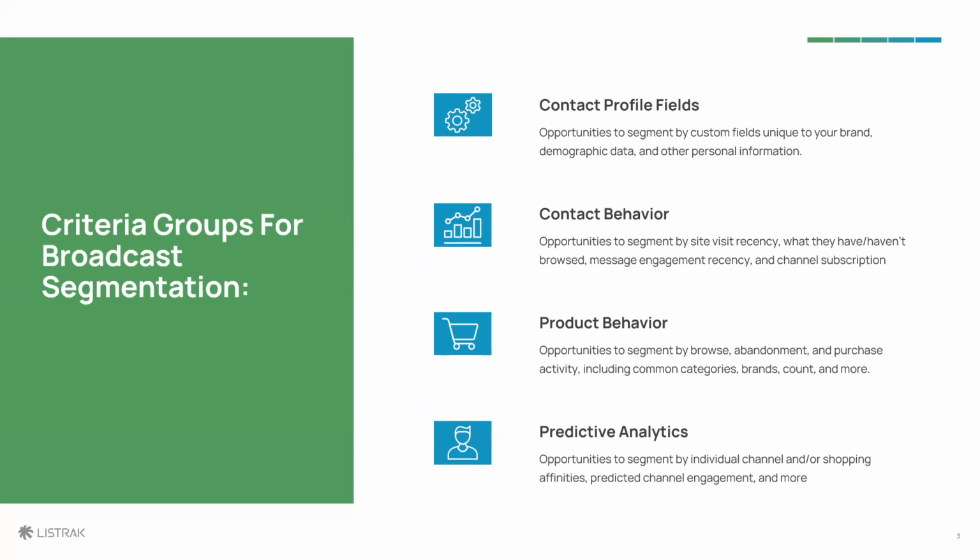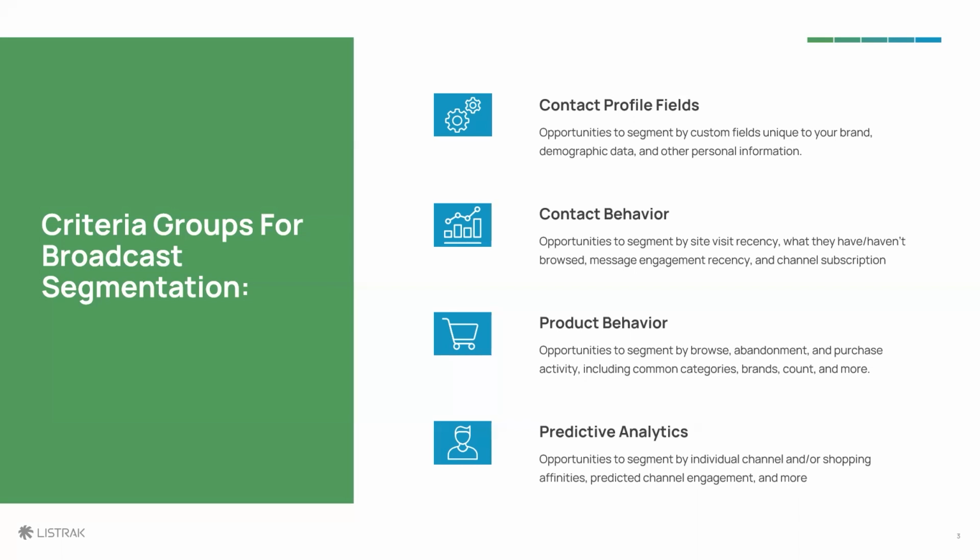Next up, we have contact behavior. Contact behavior is data that's specifically derived from a contact's actions and behaviors, and this can range from subscription, message, and site engagement. This will allow you to see whether a contact has browsed, whether they have carted, and gives you a variety of filters to use within your segment.